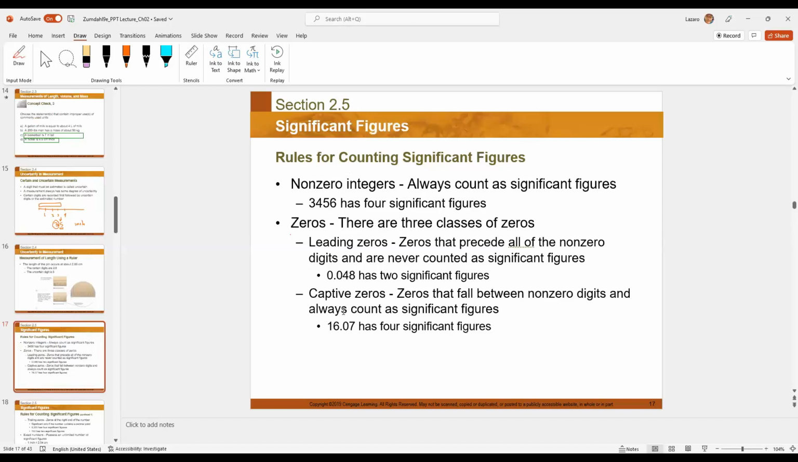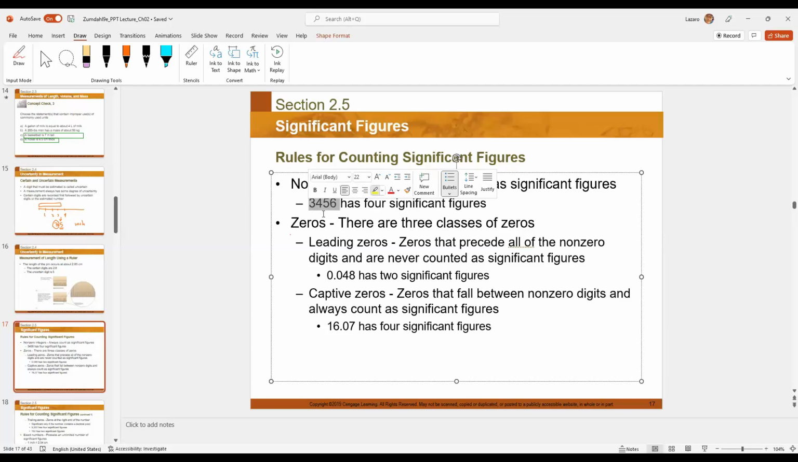Pay close attention to these rules. What are significant figures? Don't forget that if you make a calculation and you don't report the number of significant figures, I will consider it incorrect. And you are going to lose all the points, at least at the beginning during this unit. Later, maybe I only take some points from you. Well, a non-zero integer always counts as a significant figure. In this number, all the numbers are different from 0, then they are significant. We have 1, 2, 3, 4 significant figures.